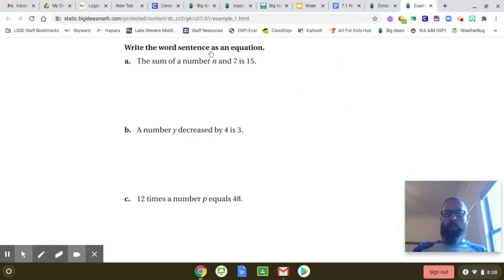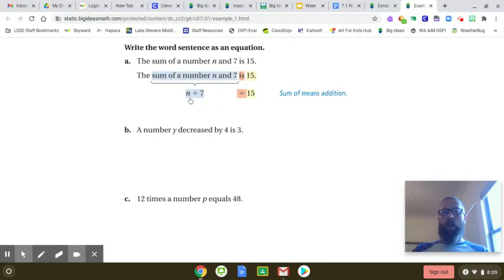It says write the word sentence as an equation. So the only thing we have to do is write the equation, not find an answer. It says the sum of a number n and 7 is 15. The sum, if we remember, means add. So here's our important information highlighted. N plus 7 is the sum. The word is always going to mean equals, 15. So n plus 7 equals 15 is my equation. And that's all I have to do because I don't know what n is.